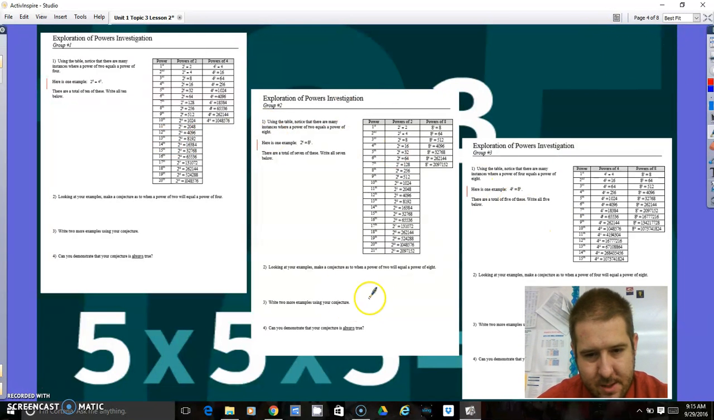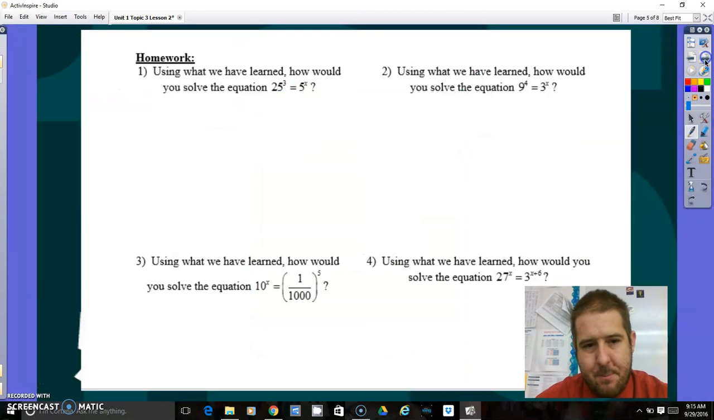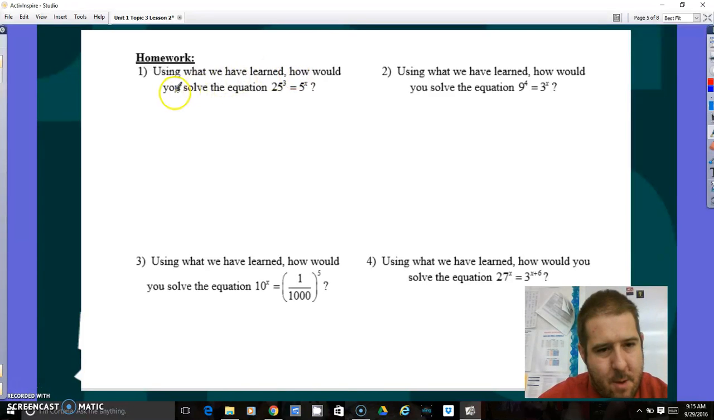Everybody had a different sheet and answered different questions, but basically it was the same premise as what I just talked about. So let's talk about the homework now. Using what you have learned, how would you solve 25 to the 3rd is equal to 5 to the x?